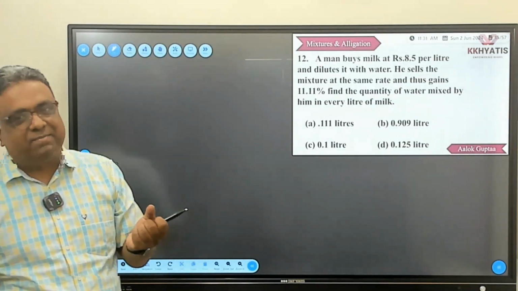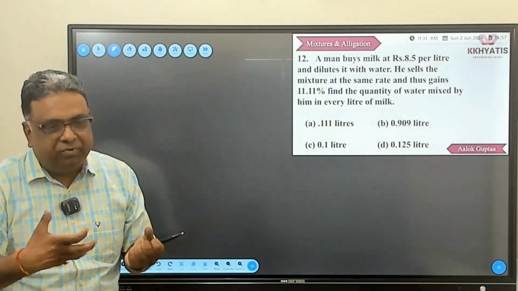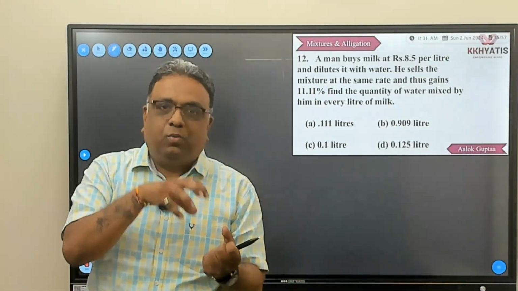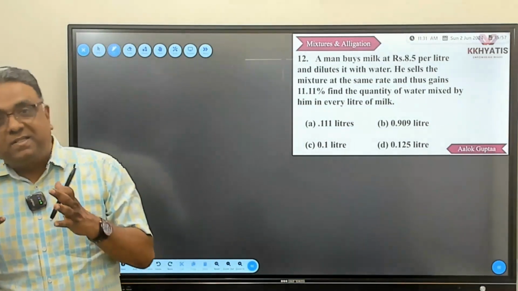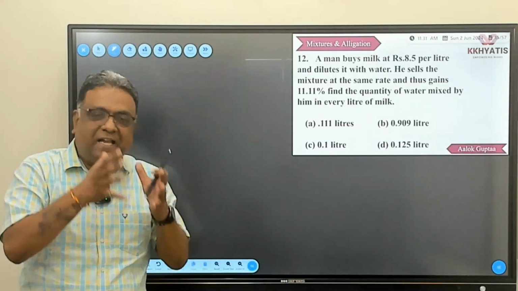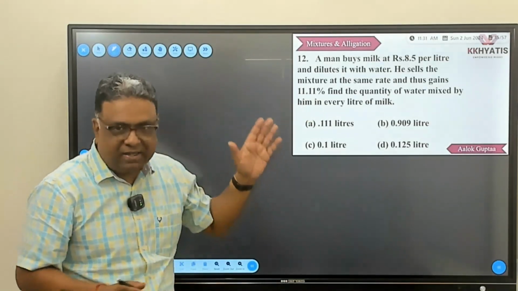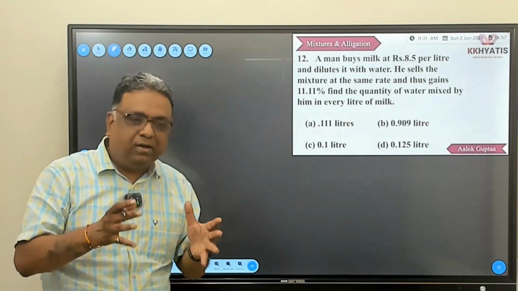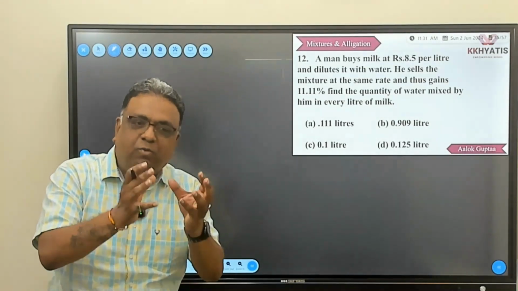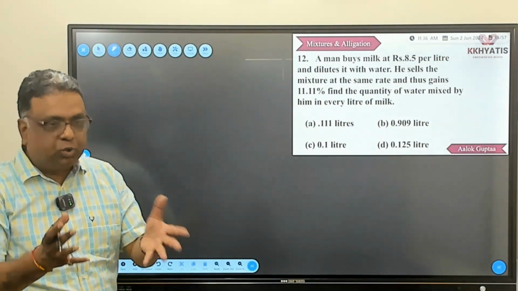But in this case, he has diluted the milk with water. So his profit will come because of what? His profit will come because of diluting the milk with water. So in whatever percentage he has diluted the water, is the same percentage he will gain the profit. So he had the profit of 11.11%, which means he must have diluted the original solution with 11.11% of water, right?